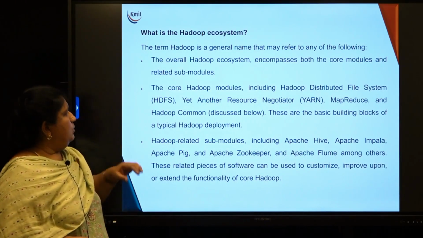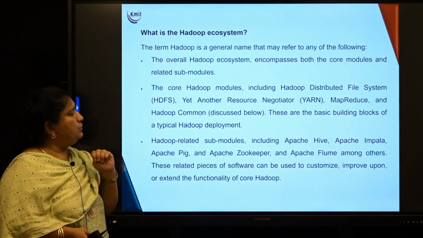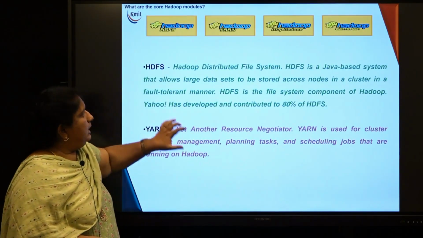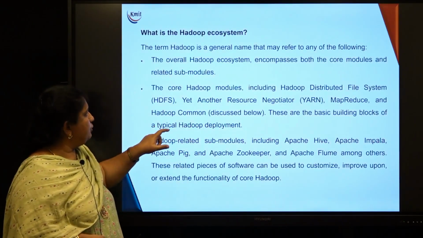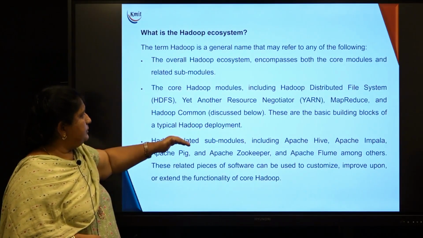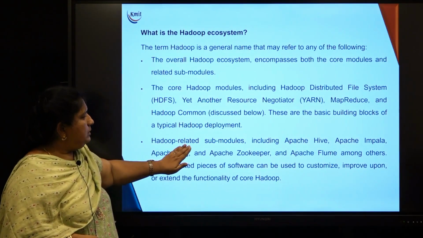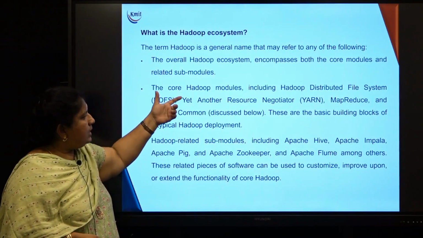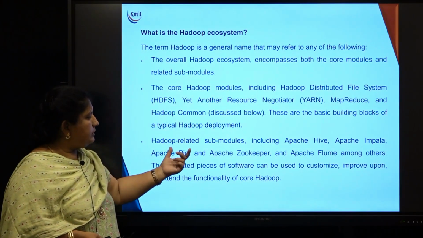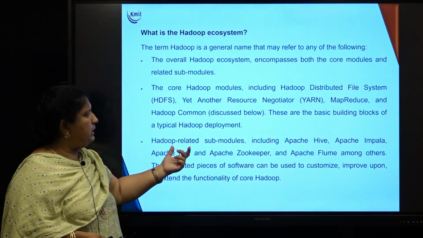Then what exactly is the Hadoop ecosystem? The Hadoop ecosystem comprises two types of modules. First one, core Hadoop modules. Second one, sub-modules. Who are there under core modules? Who are there under sub-modules? Let us quickly look at that.